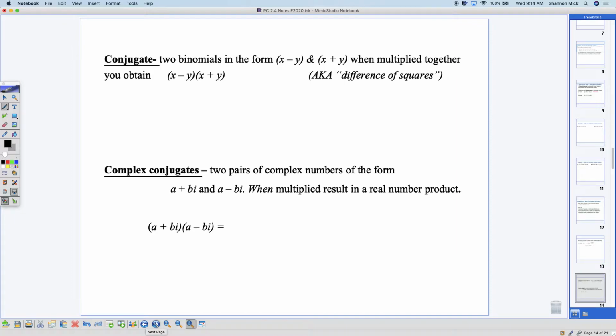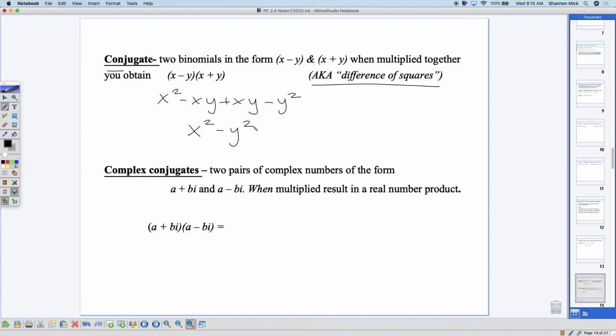Okay, so I'm not going to do any more of those because you guys know how to distribute. What we're going to talk about today is a conjugate. A conjugate is where I have x minus y, x plus y. It's also known as the difference of squares because when I multiply that out, oops, it's a minus. What happens to the middle term? It zeroes out. It's gone. Never seen again.